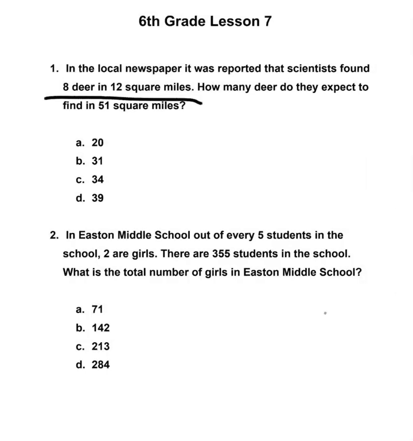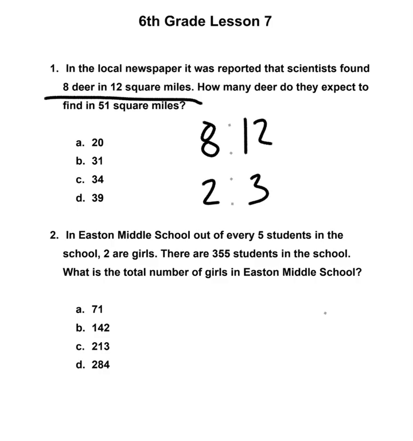Sixth grade, lesson 7. In the local newspaper, it was reported that scientists found 8 deer in 12 square miles. How many deer do they expect to find in 51 square miles? So 8 deer to 12 square miles. You can simplify this. So divide both sides by 4. So this turns into 2, this turns into 3.